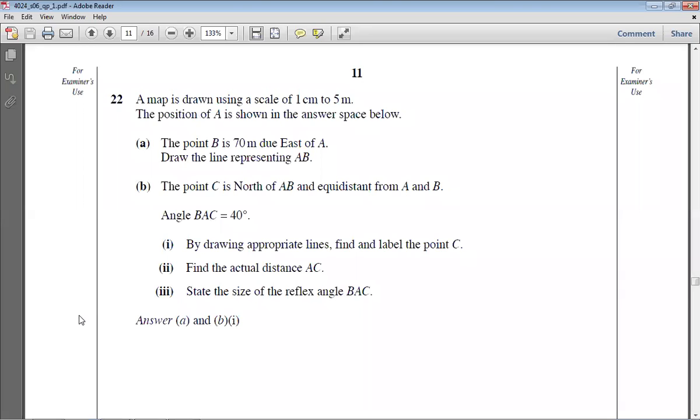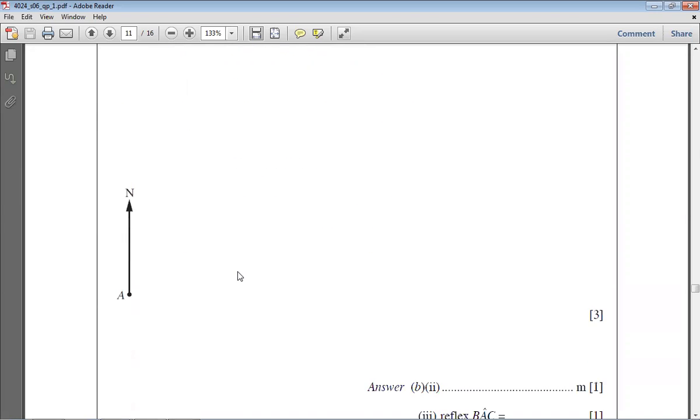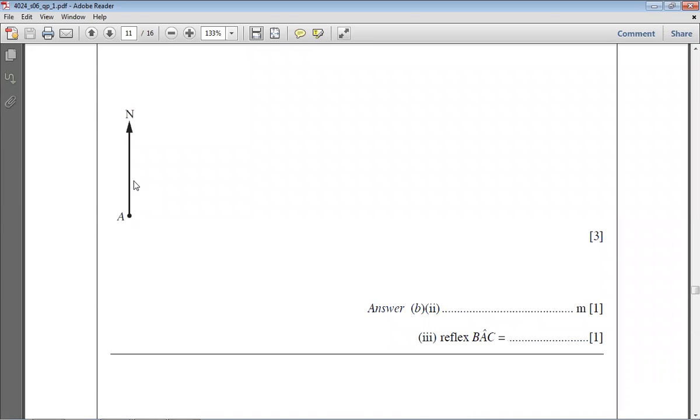He says a map is drawn using a scale of 1 centimeter to 5 meter. So 1 centimeter basically represents 5 meter. The position of A is shown in the answer space below. The point B is 70 meter due east of A, and draw the line representing AB. Okay. So here you have that A is here. So its bearing is 90 because it's on this side.